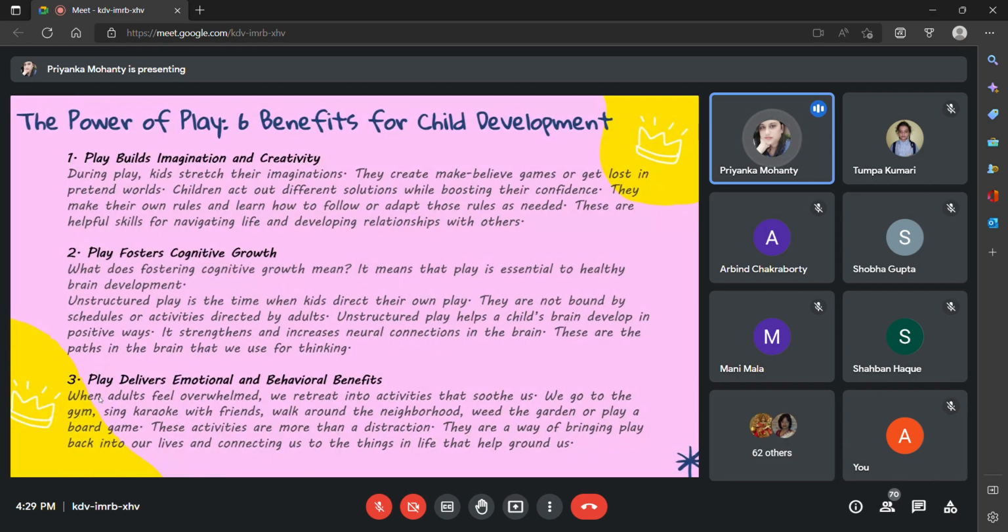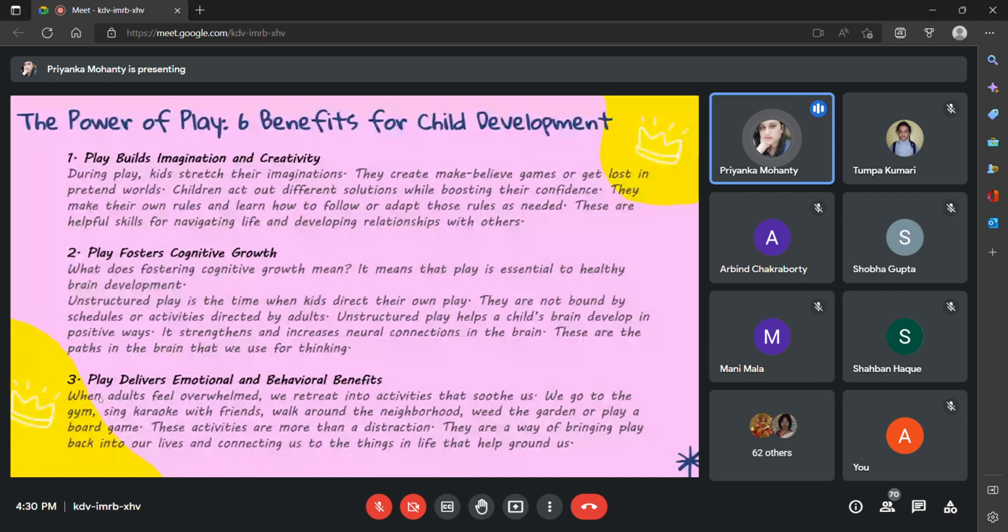Play delivers emotional and behavioral benefits. When adults feel overwhelmed, we turn to activities that soothe us. We go to the gym, sing with friends, walk around the neighborhood, weed the garden, or play board games. The activities are more than distraction. They are a way of being played back into our lives and connecting us to the things in life that help ground us. Okay, when the children are playing with us, with their parents, then they are free.